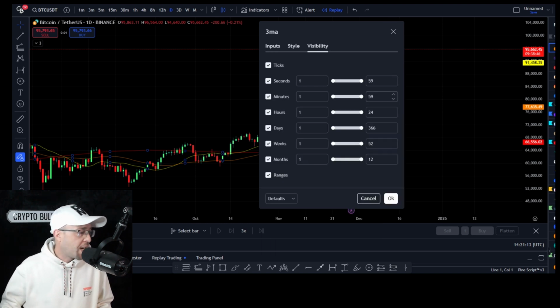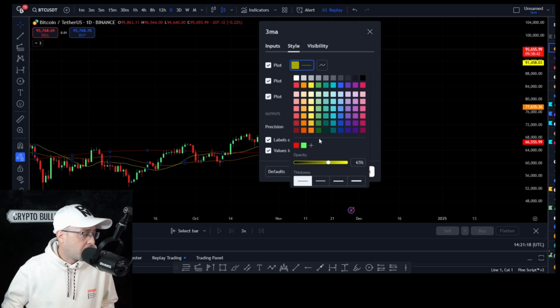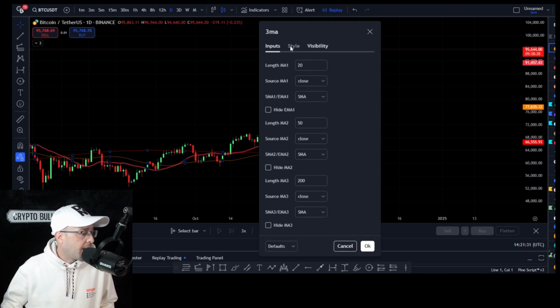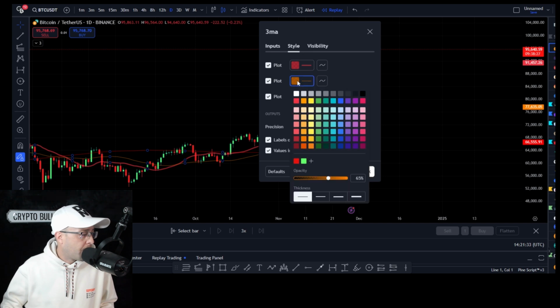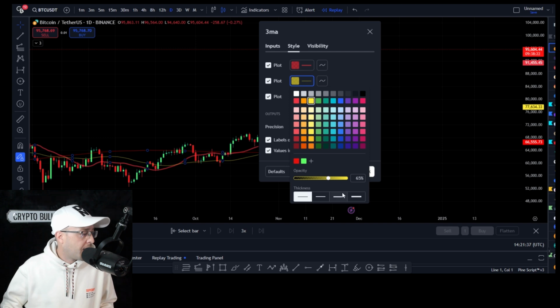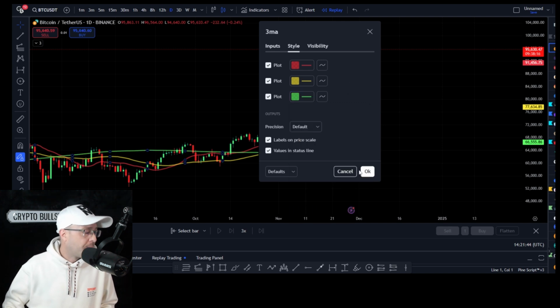What we're going to do is just change the colors. Got plot 1. Just make that a bit thicker. Make it even thicker, actually. That's going to be red. And that's our 20 moving average. Okay. Next one. It's going to be yellow. That's going to be 50 moving average. Next one, green, which is going to be 200 moving average.